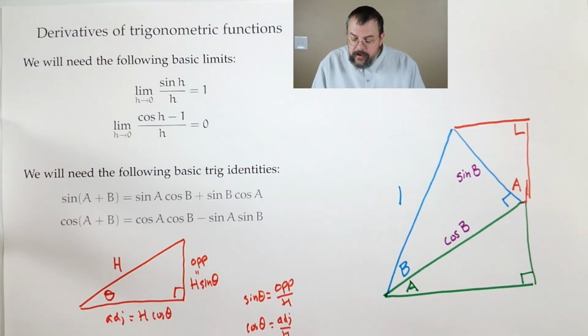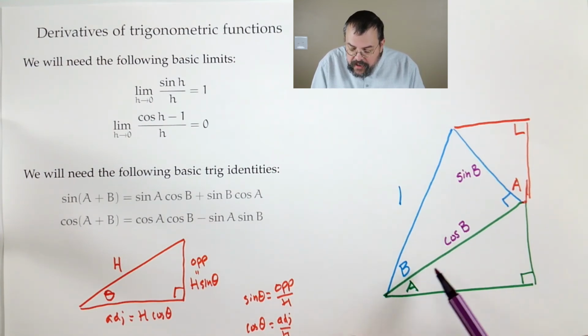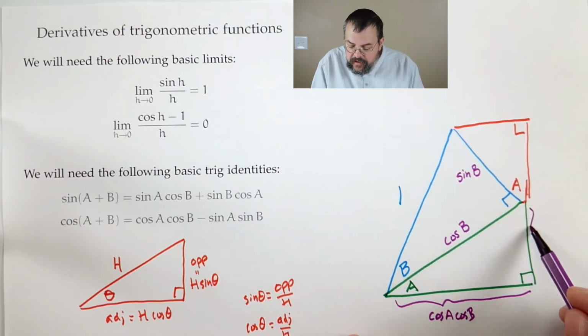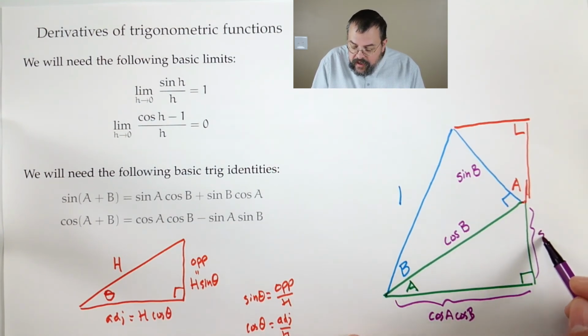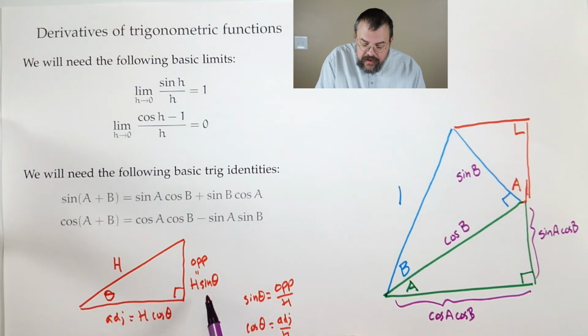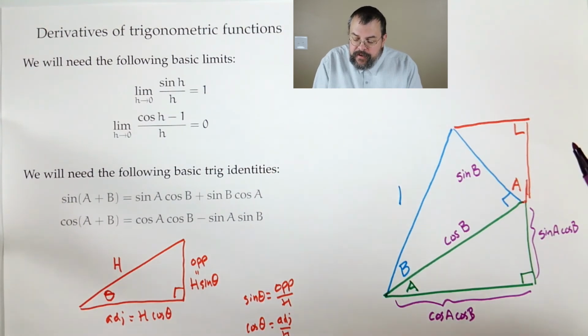All right, now, what else do we have? Let's do this triangle downstairs. The hypotenuse has length cosine b. This angle is a. So this total length here is cosine a cosine b. This length on the side is what? I'll write it as sine a cosine b, because the hypotenuse is cosine b, so I multiply the hypotenuse times the sine of the angle, and the angle is a.